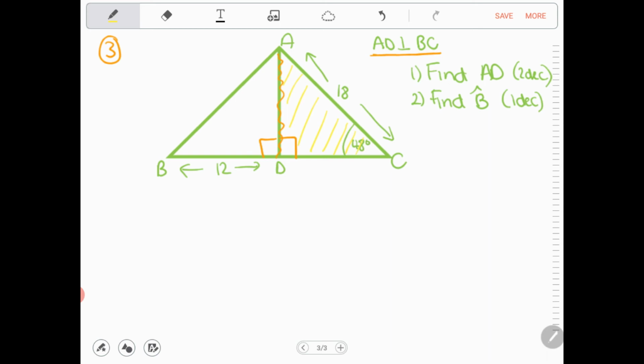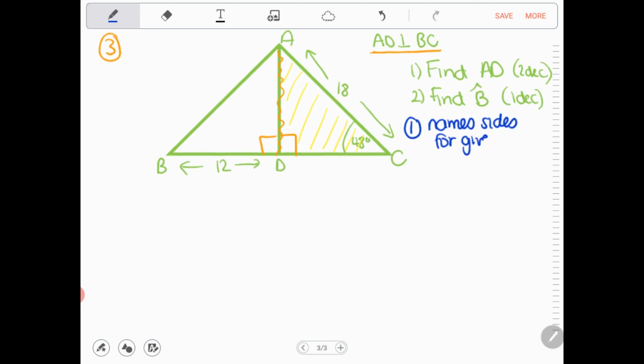All right, we check, is there a 90-degree angle? Yes, then we can use our trig to solve that triangle. We are looking for a side. So the first thing we do is we name our sides for your given angle. That was yesterday. I've been given 48. So in this triangle here, this would be the hypotenuse. This would be the adjacent side, DC, and AD, the side I'm looking for, would be the opposite.